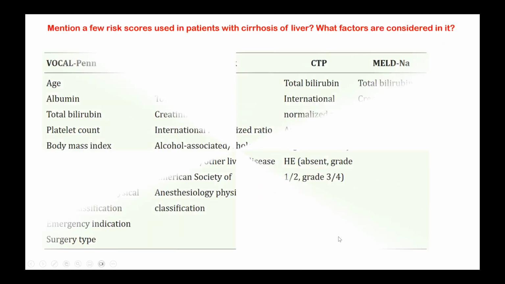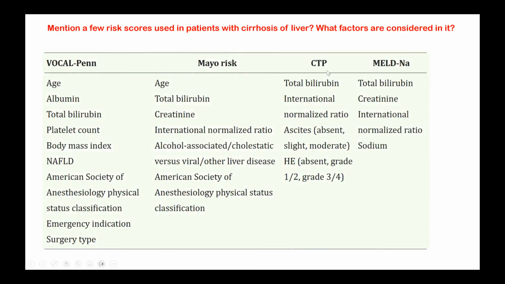And the few risk scoring systems. You said about MELD, MELD-Na, CTP, these are all known to all of you. And there are two more new scoring systems or risk stratification systems. One is the Mayo risk score. And here they take into consideration the age as well as the alcohol associated cause of the cirrhosis, and the ASA classification is included.